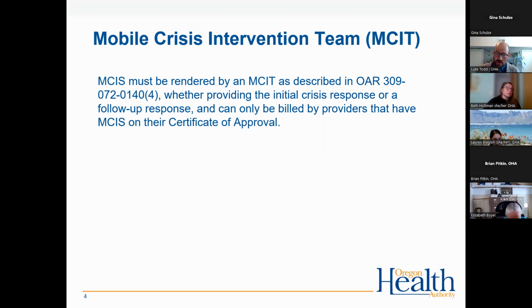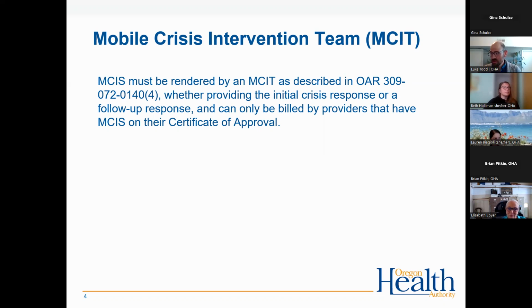The difference is what is required for follow-up: it's only an MCIT response for follow-up that will be paid at that HE rate of $105 per 57 minutes. So follow-up responses can be rendered by a team or by one person, but it's only those team responses that are paid at that HE rate of $105 per 57 minutes. I will get into a little more detail on that later, but I just wanted to clarify that because this particular slide is really in contradiction with later in the guide where we talk about allowing that.